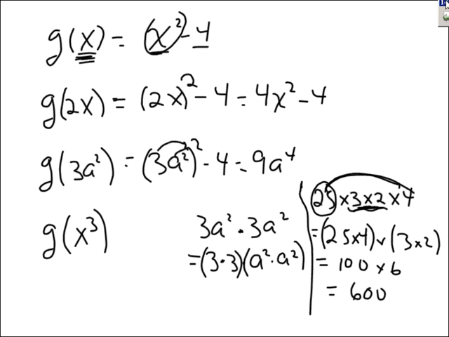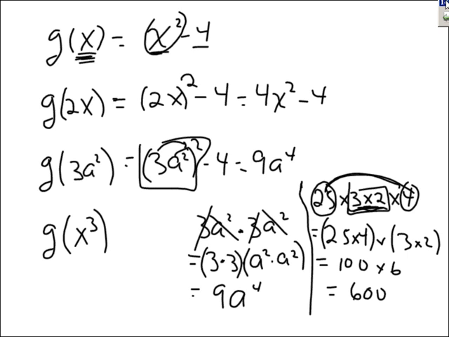You can multiply these two like I did, and then multiply those two, and multiply that result together. Well, I'm definitely going to multiply 3 times 3 together. Then I'm going to multiply a squared by a squared, which is a to the 4th. So I wrote down what that equals, 9a to the 4th. Please don't forget to take away 4.